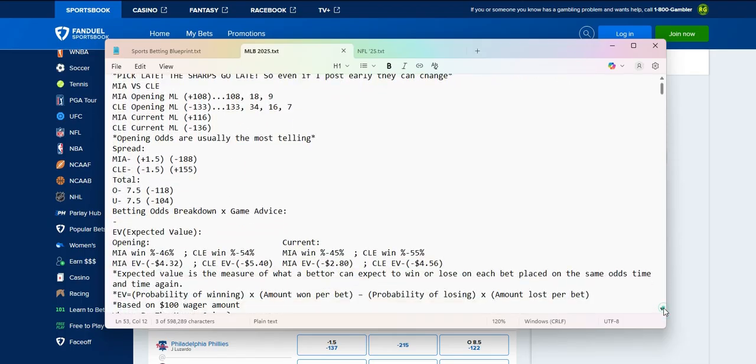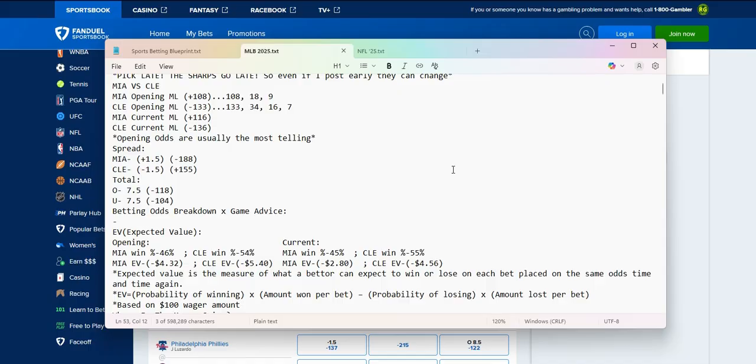Miami versus Cleveland. Plus 108 opening for Miami. The Guardians are at minus 133. Currently, Miami's at plus 116, minus 136 for Cleveland. Miami plus 1.5 at minus 188 cost on the run line. Minus 1.5 for the Guardians at plus 155 cost. Over under 7.5, minus 118 cost going over, minus 104 going under.